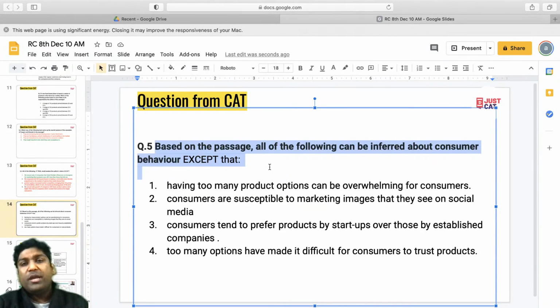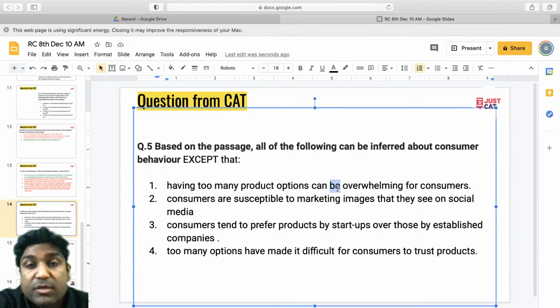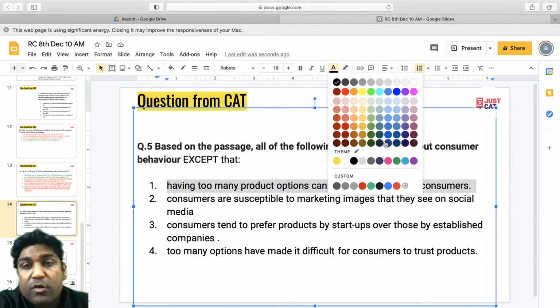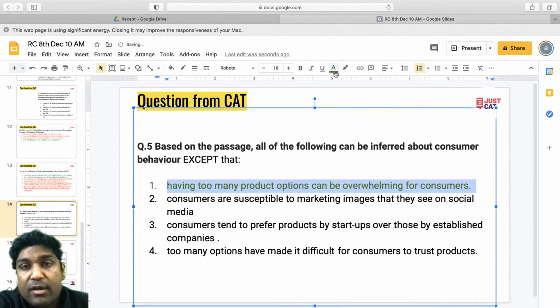Based on the passage, all of the following can be inferred about consumer behavior except that. One thing cannot be inferred. Having too many products can be overwhelming for customers. They have said from the very beginning that too many choices present a lot of problems in choosing. They have said this n number of times.